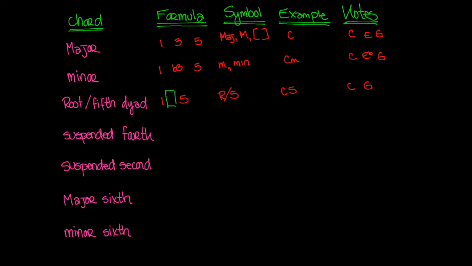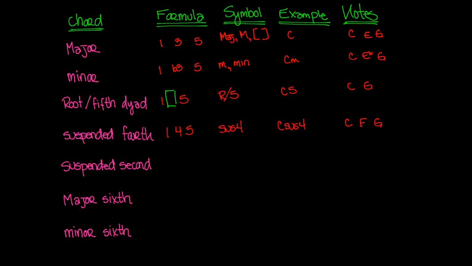A sus4, now we're here, suspended fourth, and that's going to have 1, 4, and 5. The symbol here would be sus4. That's the pretty dominant symbol. So if we had the chord C sus4, we would have the notes C, F, and G. Once again, we have the first degree of the C major scale, the fourth degree of the C major scale, and the fifth degree of the C major scale.